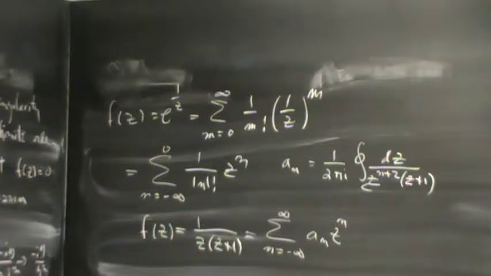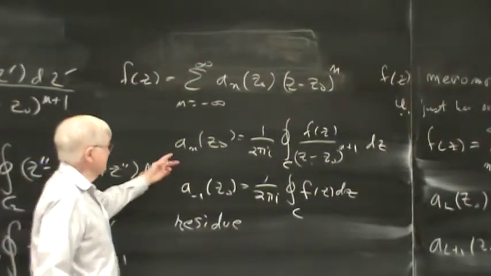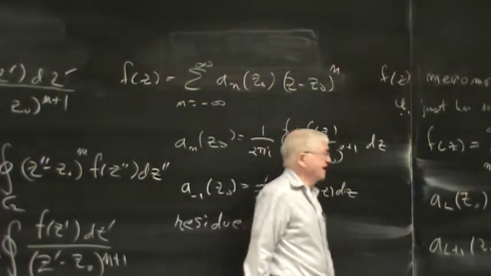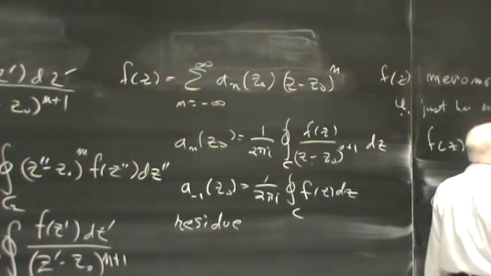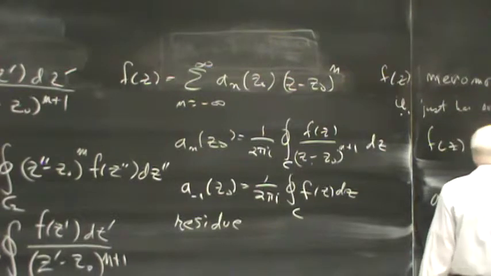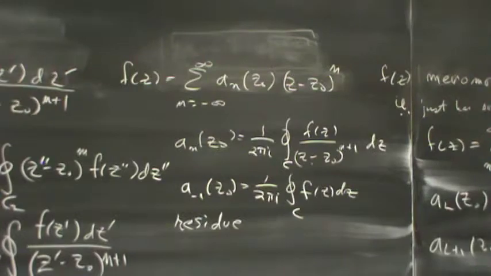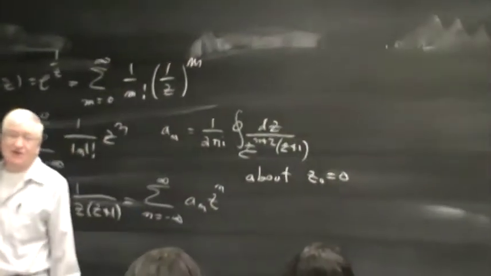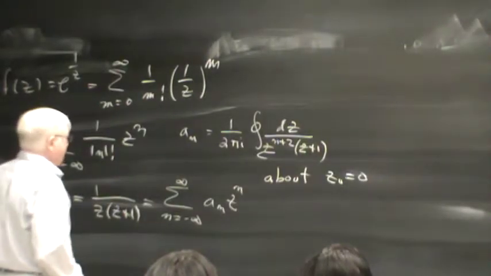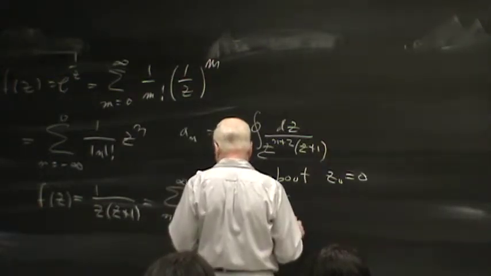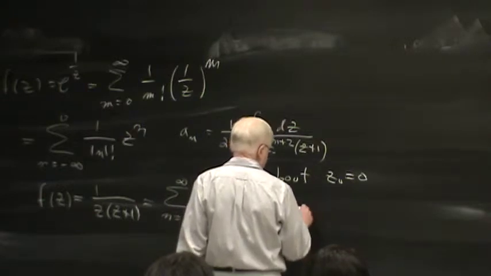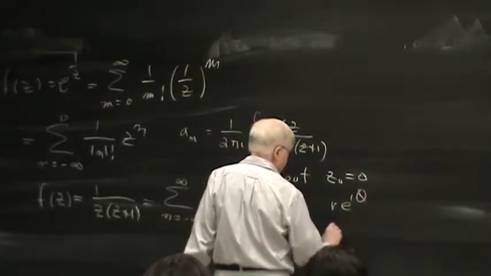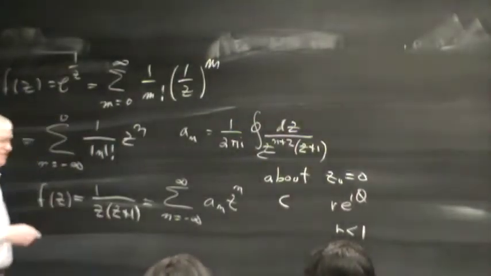So I guess we have to go all the way back to these two formulas. So a sub n is this integral here. And I'm doing this Laurent series about z0 equal to 0. That's why there isn't any z0 in this. And in particular, the contour C will be z equals r e to the i theta, where r is strictly less than 1, and theta goes from 0 to 2 pi.